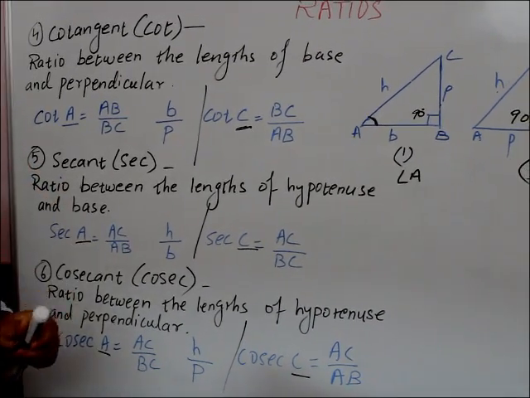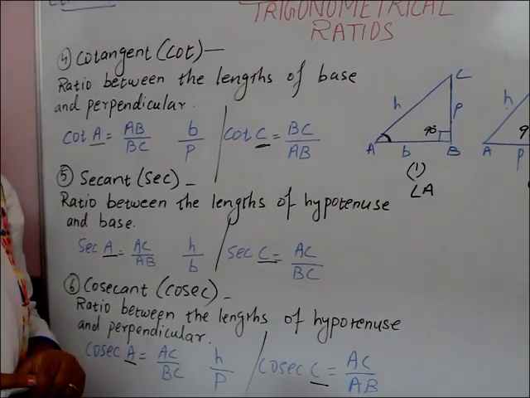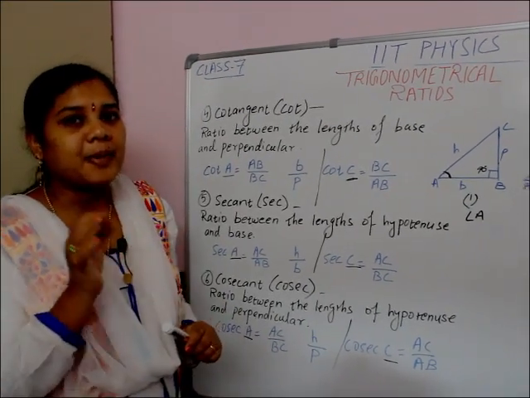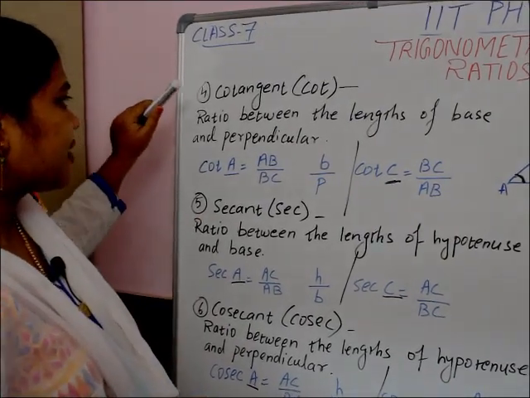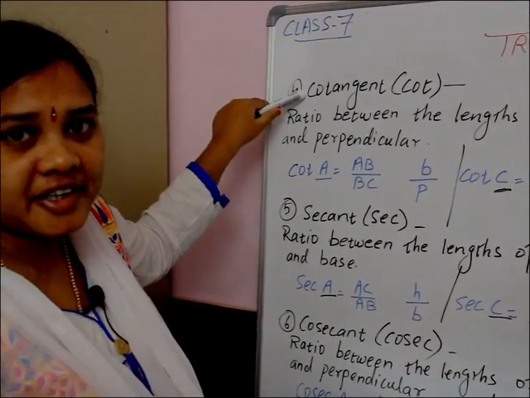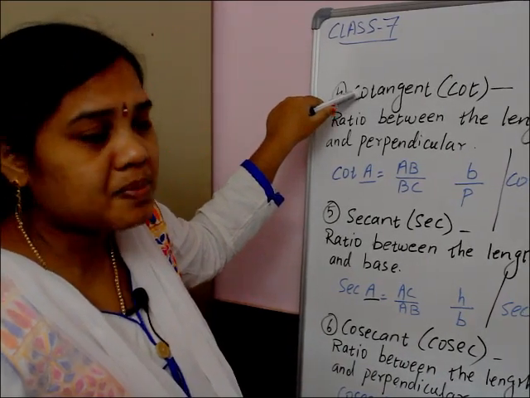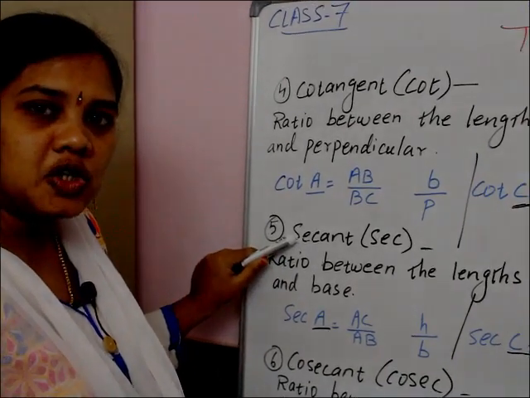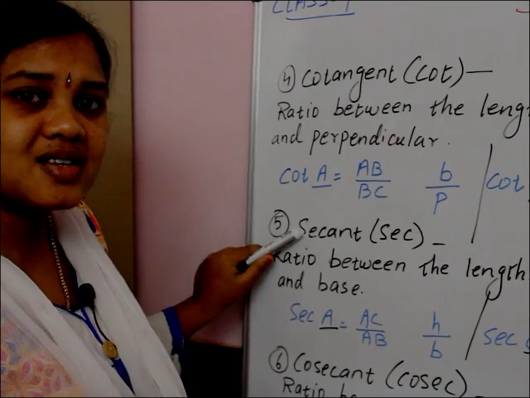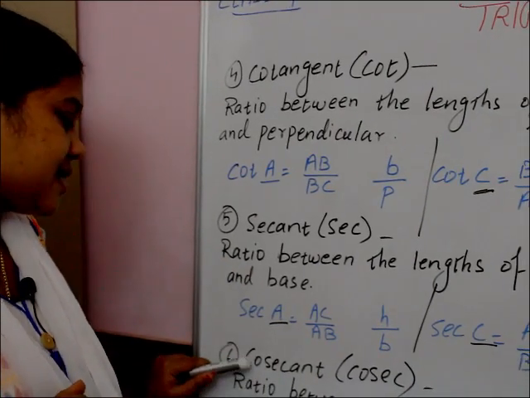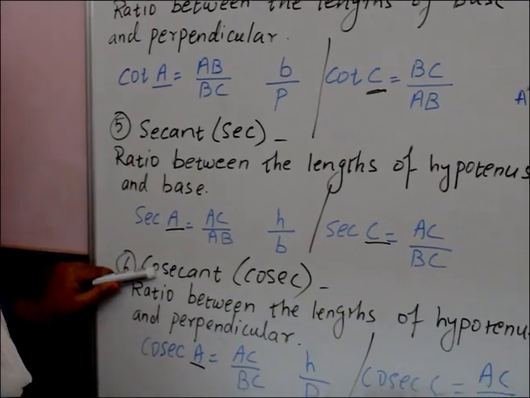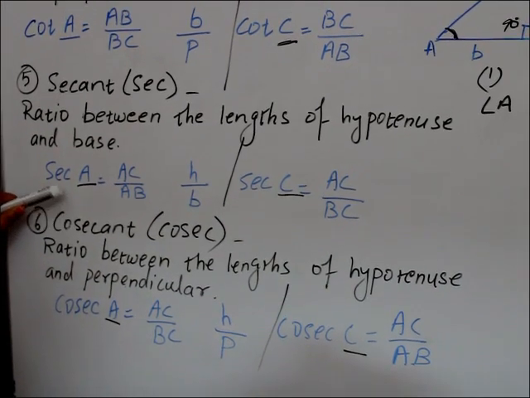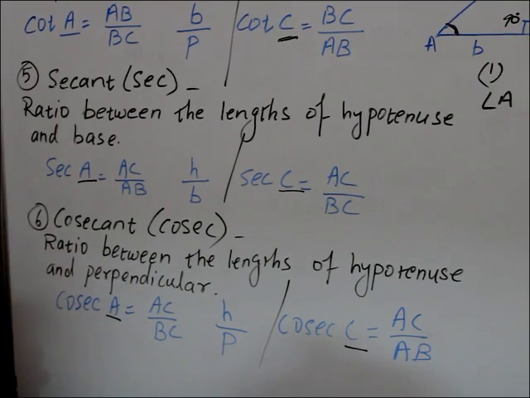Sine is equal to P by H, perpendicular by hypotenuse. Cos is equal to B by H, base by hypotenuse. Tangent is equal to P by B, perpendicular by base. Then cot is the reciprocal of tangent: tan is P by B, so cot is B by P. Sec is the reciprocal of cosine: as cos equals B by H, sec is H by B. Cosec is the reciprocal of sine: sine is P by H, so cosec is H by P. Okay, children?